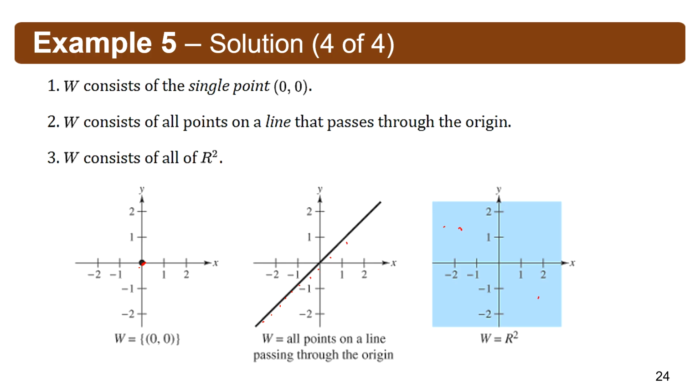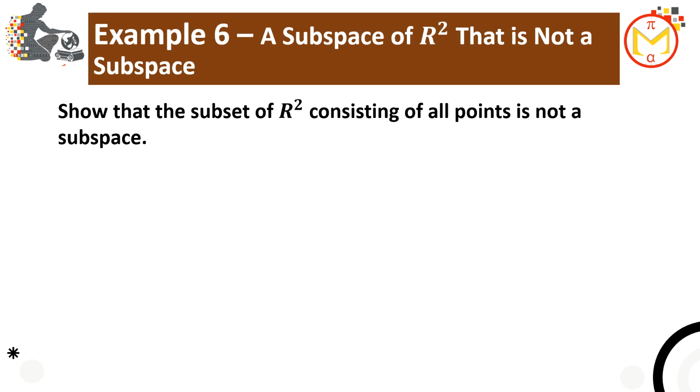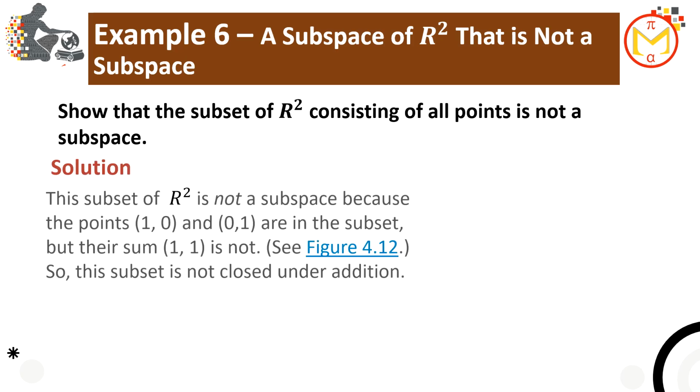Okay, and a point here and a point here. Okay, so it could be a plane. Okay, R squared. All right. Now let's have example 6, a subset of R squared that is not a subspace. So in the previous one, we have the line, no? x plus 2y equals 1. All right. Now, look at this one.